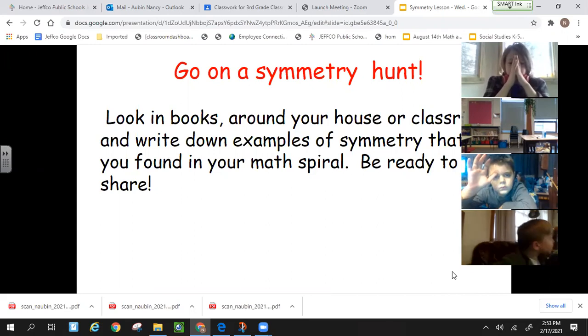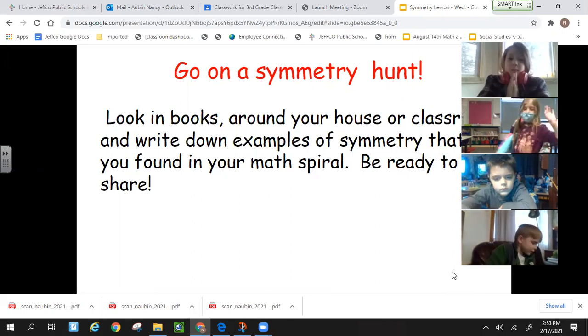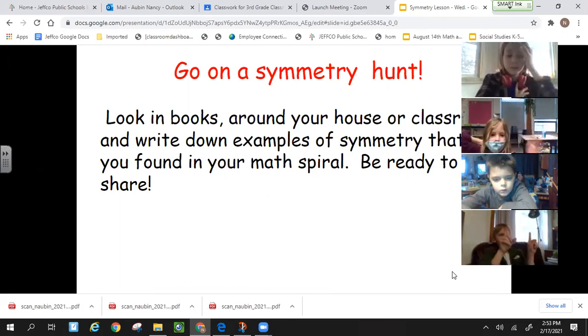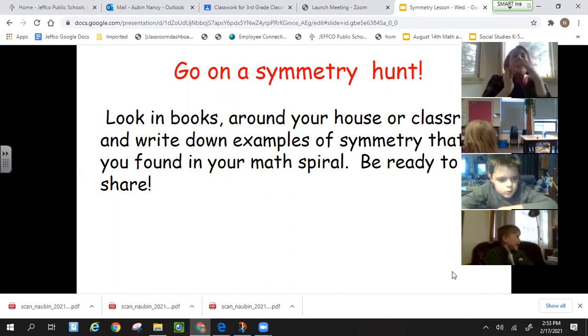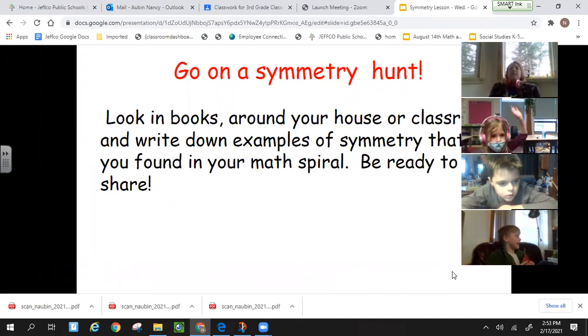Ben, do you want to unmute and share a shape that we studied that would have a line of symmetry? Okay, I didn't quite hear that. If you want to try again, you can. Or type it in chat. Katie, how about you?